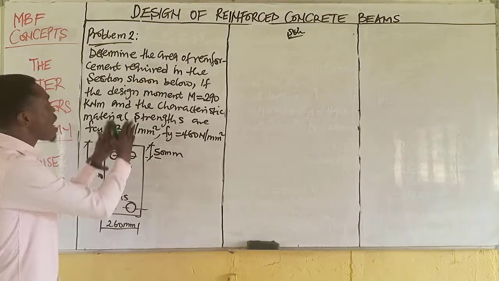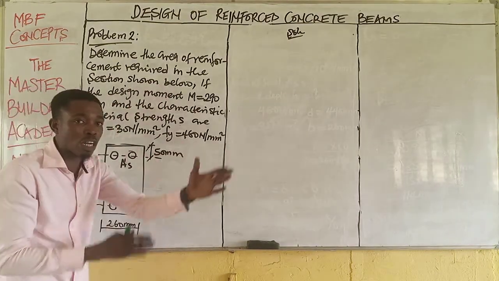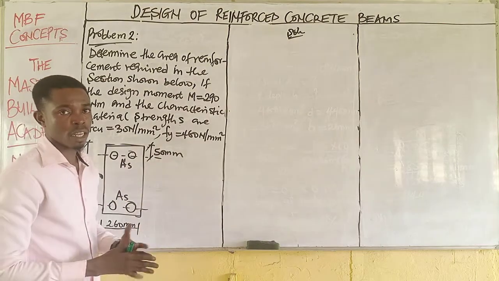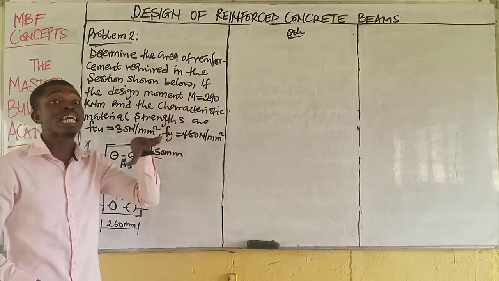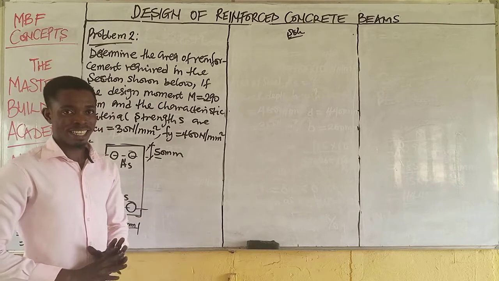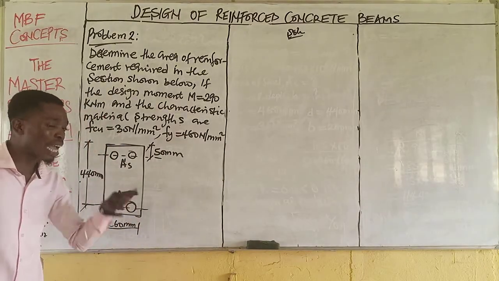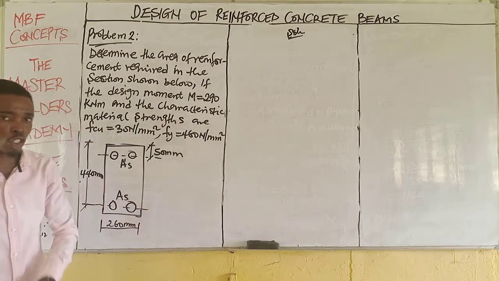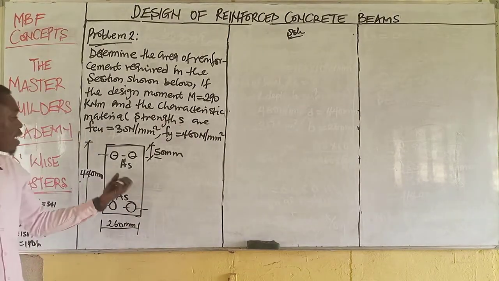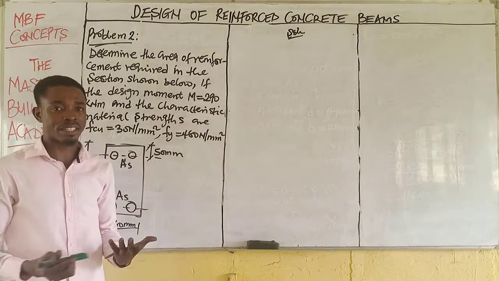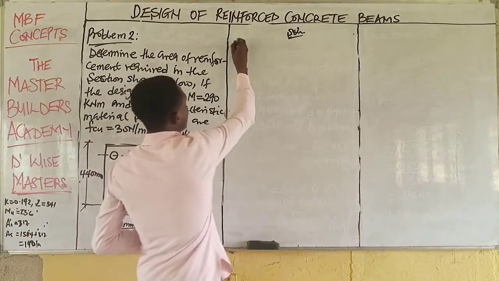If after taking one or two steps we find out that this section is to be designed as doubly, then we'll do that. From the question, we were only asked to provide the reinforcement, but from the sketch, the reinforcement requires both tension and compression rebars. Are you there? So now let's start. First is to extract the given parameters as usual. So we have given.